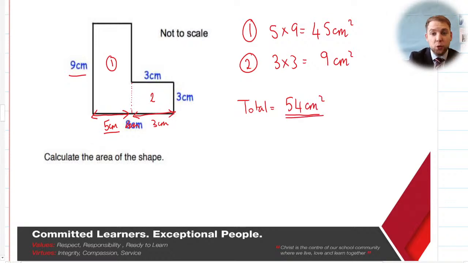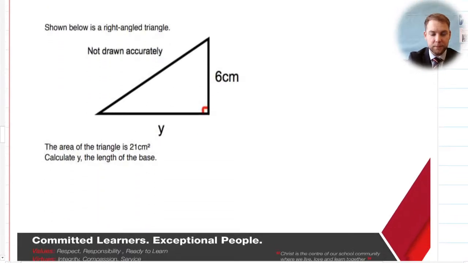Okay? I'll do one more example. Now this one here is a little bit trickier. And the difference is that we're trying to find out what the base is. Now to do that, what you need to do is write down the formula, substitute in the values you know, and then work backwards.